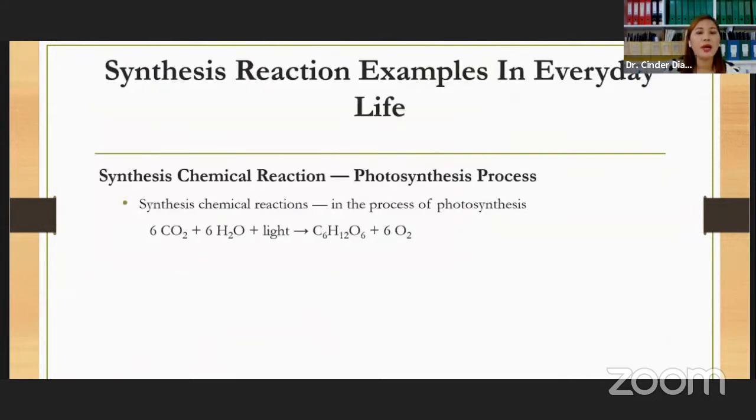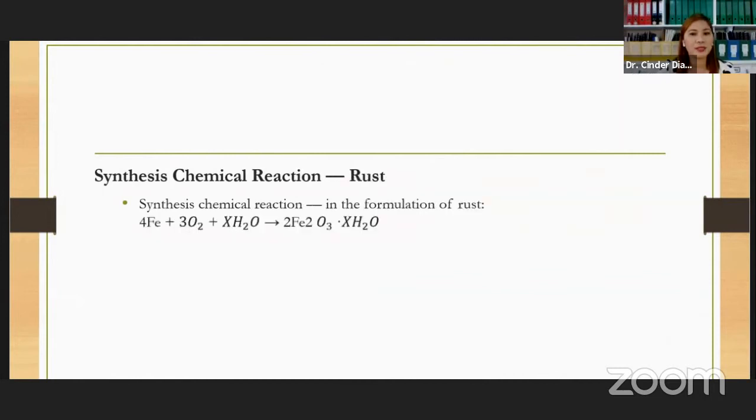Okay. So again, I will just review some examples of the direct combination reaction or synthesis reaction in everyday life. So we have photosynthesis that was mentioned earlier. We have rust. No? So rusting is an example of a direct combination reaction or synthesis reaction. And we also have combustion as an example of a synthesis chemical reaction.